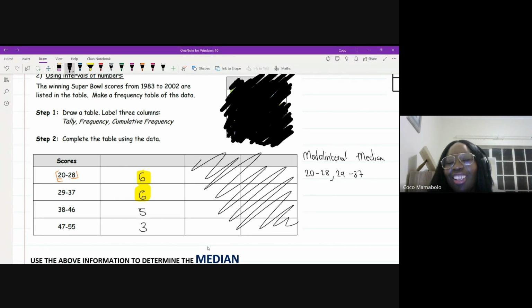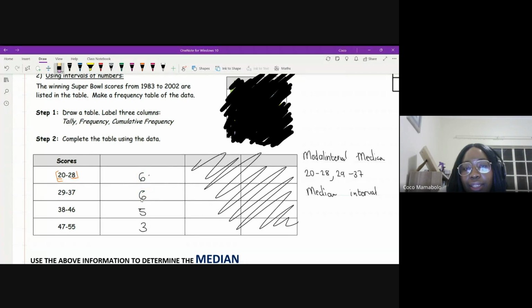Okay, good. So now when we look for our median interval, we're going to do the same thing. We can't just find a median. We need to find a median interval. We're going to do the same thing we did in the example before. We're going to add up the frequency. So 6 plus 6 is 12, plus 5 is 17, plus 3 is 20. So there have been 20 games that have been played.